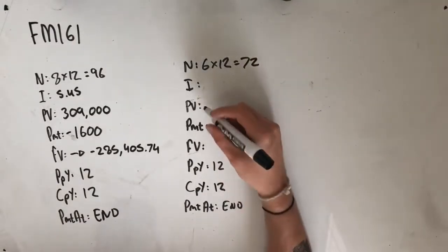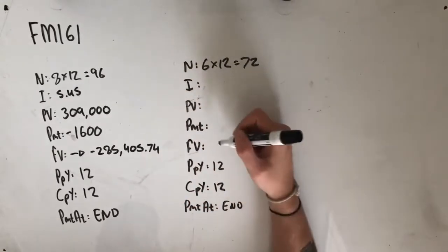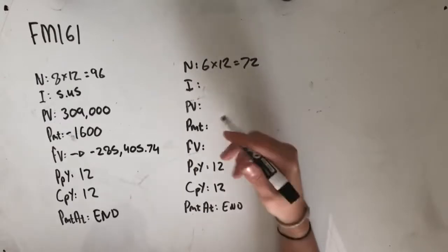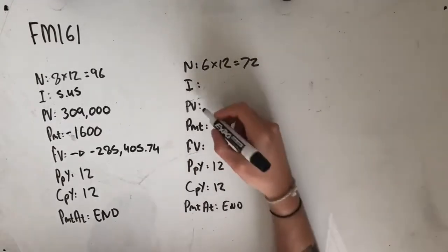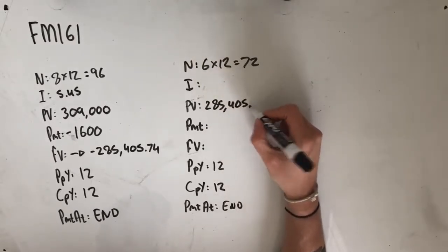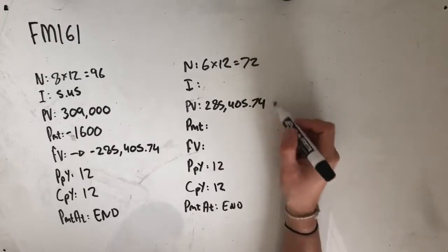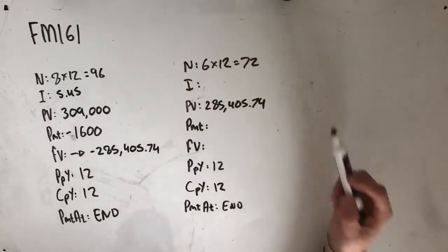Now, our present value here, we're going to take our future value from the last, so the amount we still owed, and that's going to be our new present value. So at the start of those 6 years, the amount that we owe, or the present value that we've borrowed, is $285,405.74. Once again, I've rounded this. Using your calculator, you should always take the most accurate version and plug that in there.